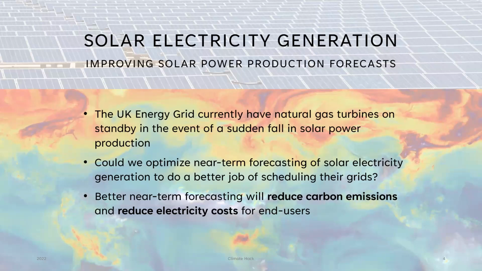Currently in the UK, energy grids use a combination of both solar and natural gas sources to keep their electric grid powered. But ideally, they'd only use the natural gas sources when the solar production is too low. As of now, they have natural gas on permanent standby, hence only using solar as excess power. They don't have accurate enough forecasting right now to do this. So the challenge would be to create a better near-term forecasting to reduce potential carbon emissions and reduce electricity costs for end users.